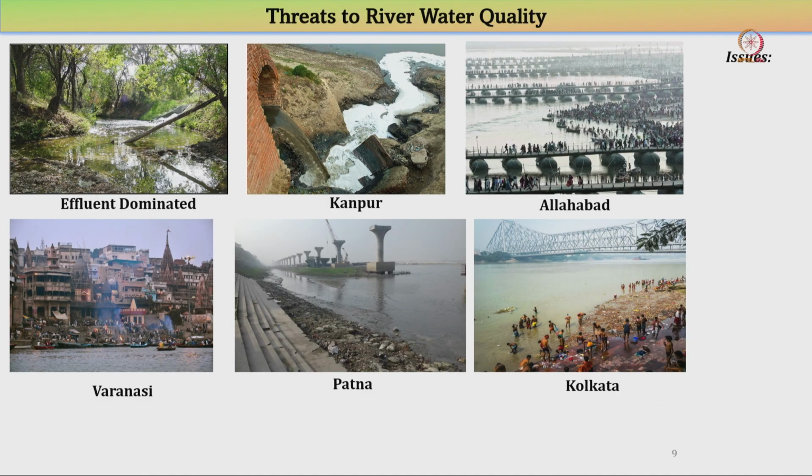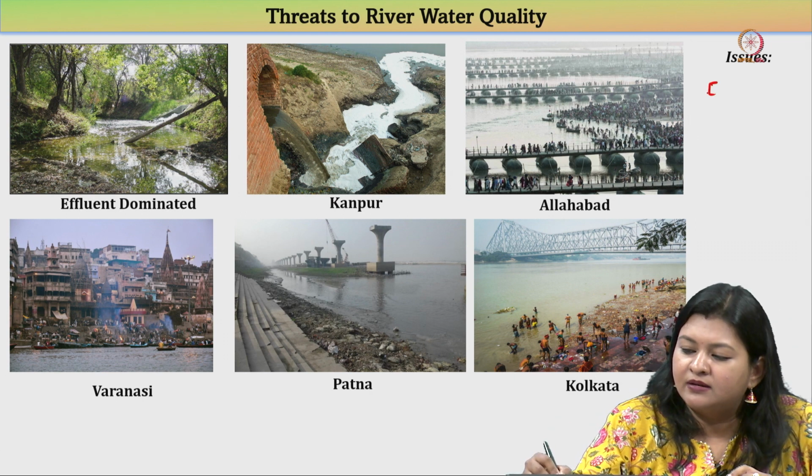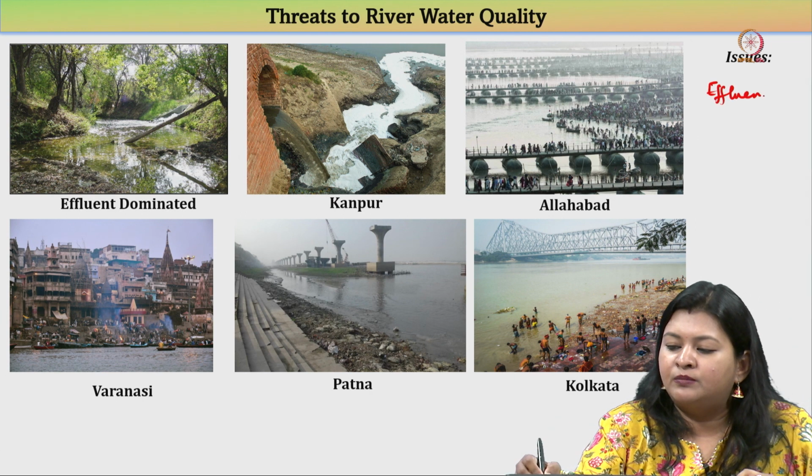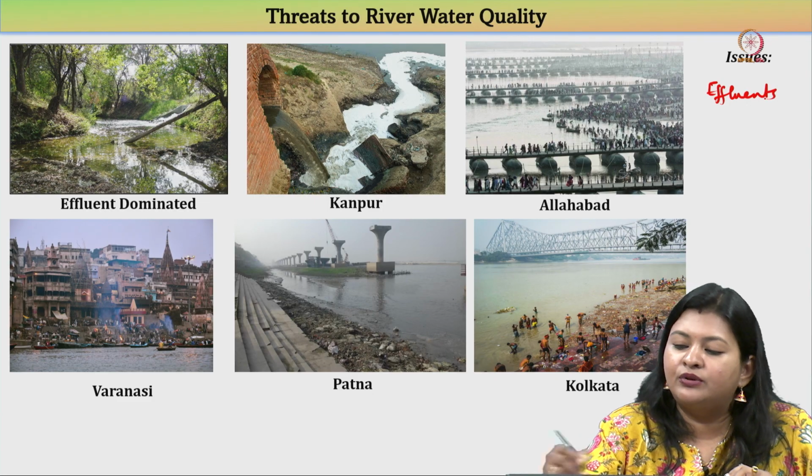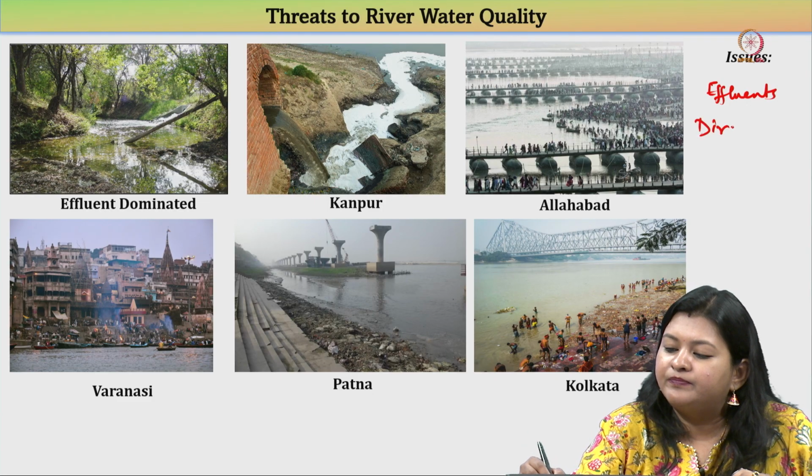So, therefore, when we talk about rivers, when we are working with natural systems, we have to work with a lot of problems, right. We have to work with effluents, okay. We have to work with the dominance of direct waste, okay. Direct waste entry. We have to work about huge population.